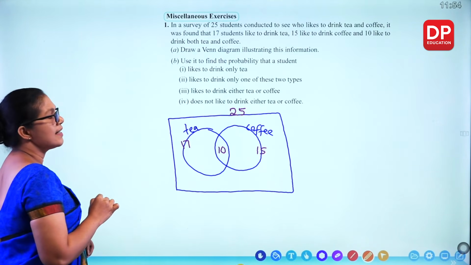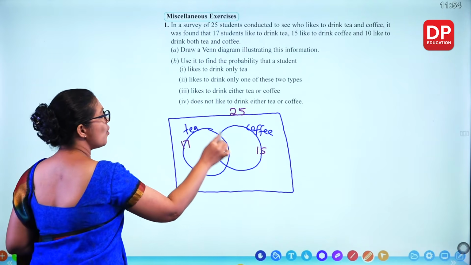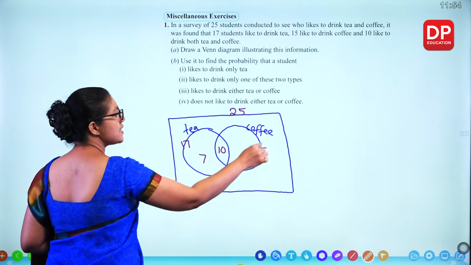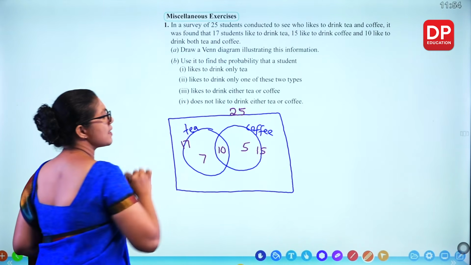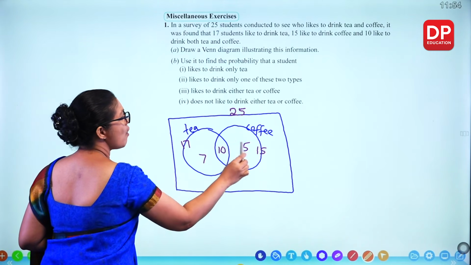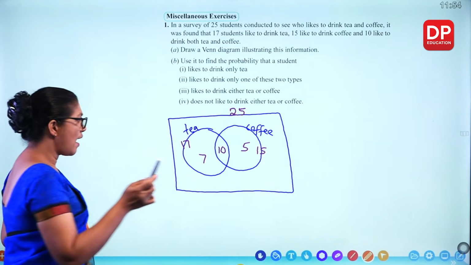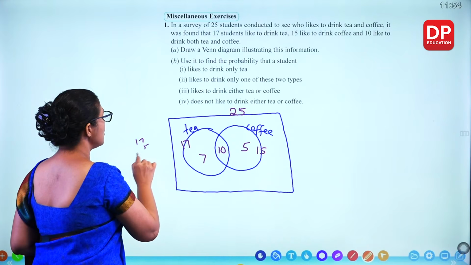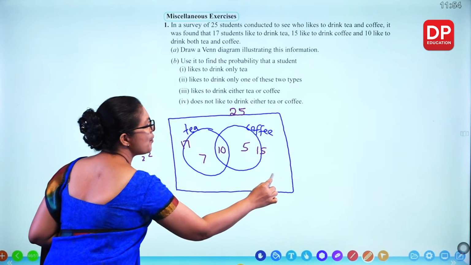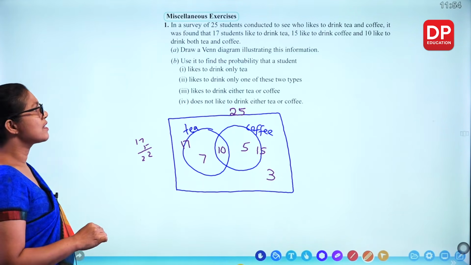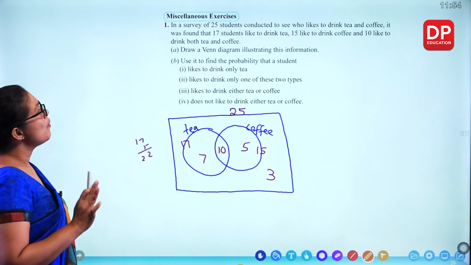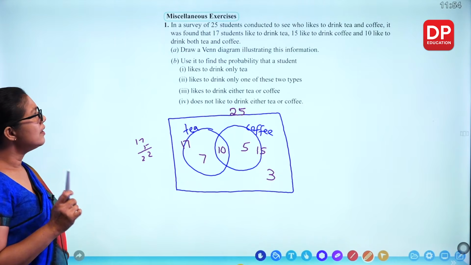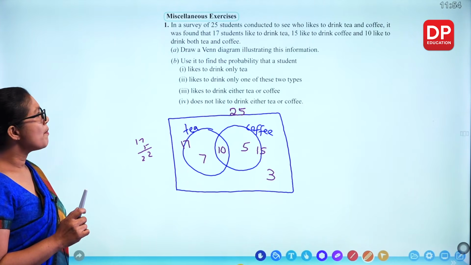10 like to drink both tea and coffee, so this is 10. Now try to fill the other gaps. The whole thing is 17, this is 10, this becomes 7. Whole thing is 15, this is 10, this becomes 5. Then when you add all together, 10 plus 7, 17. 17 plus 5, you get 22. So 3 should be there outside the 2 circles. Now that's the full Venn diagram. Now we'll try to answer the questions, using it to find out the probabilities.